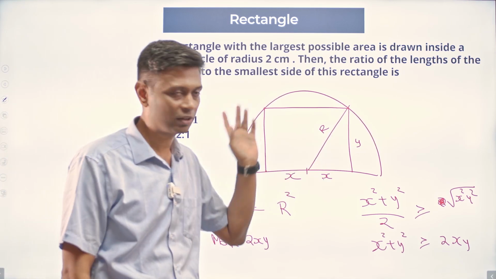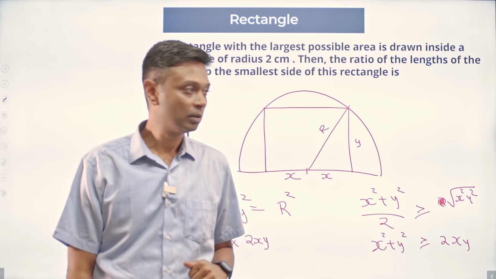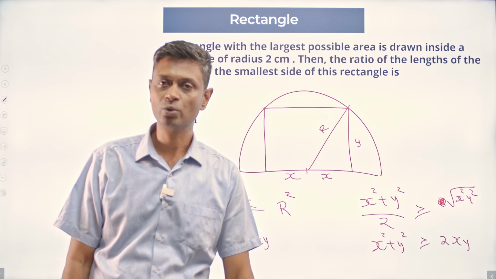X square plus y square is a constant. What is the maximum value of xy? That will happen when x equals y. Plug in x equals y, and the ratio of largest to smallest is 2:1.